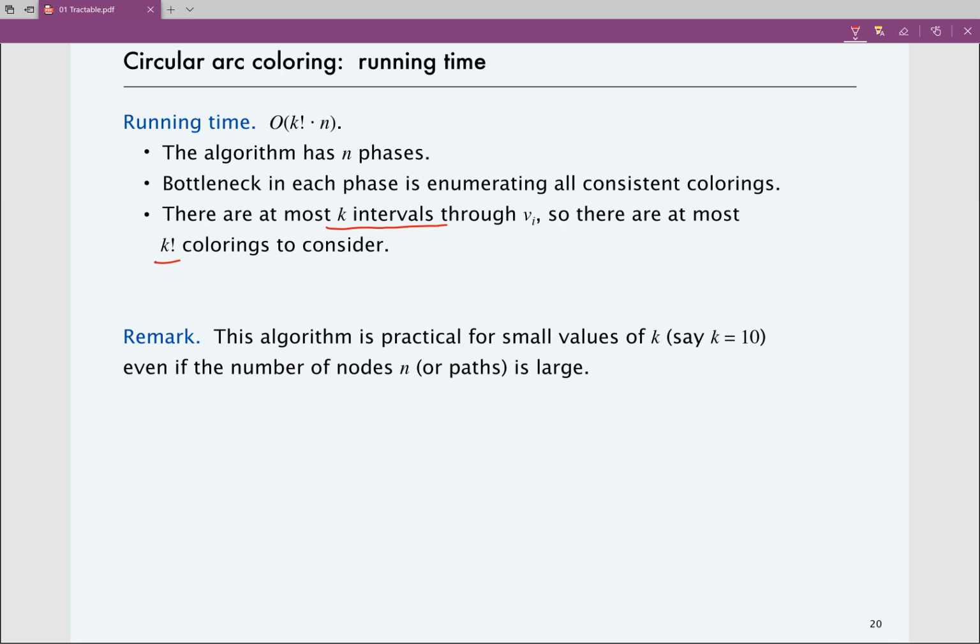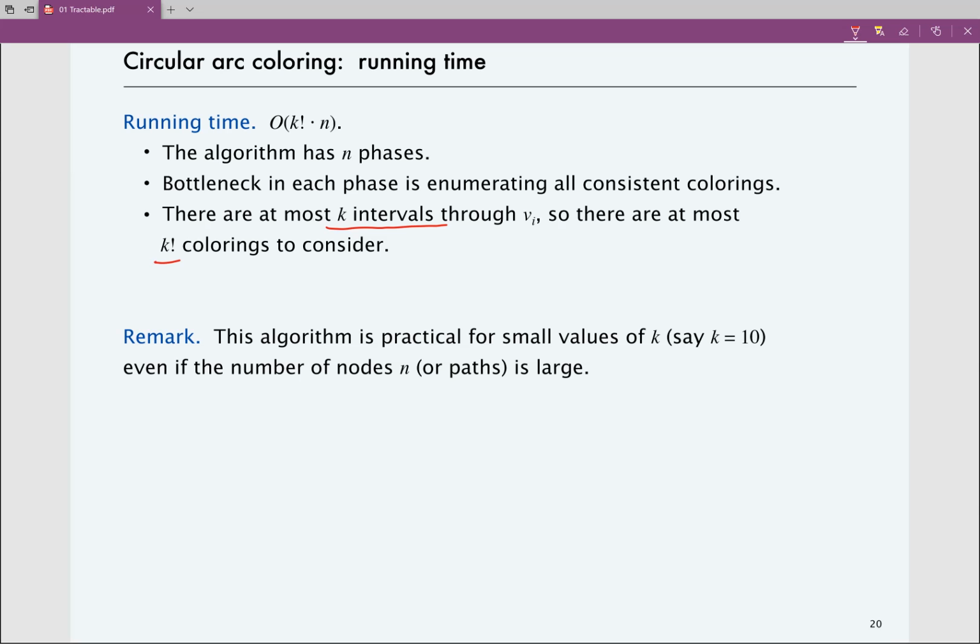Because for the first interval, it has k possible colors. For the next interval, it's got k minus 1 possible colors, times k minus 2, and so on. So at each one of these vertices, we have to consider all k factorial possible colorings to see whether any of them are consistent with the colorings of the previous vertex. And we have n vertices in total, so the overall running time is going to be k factorial times n.